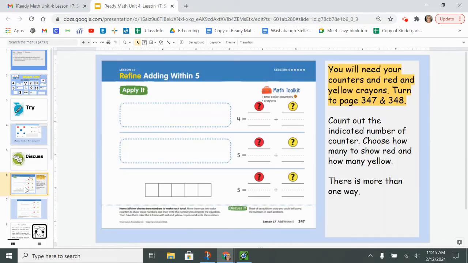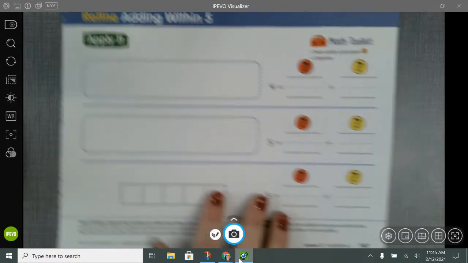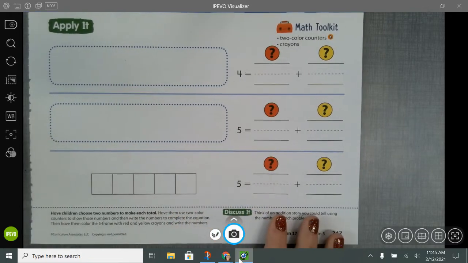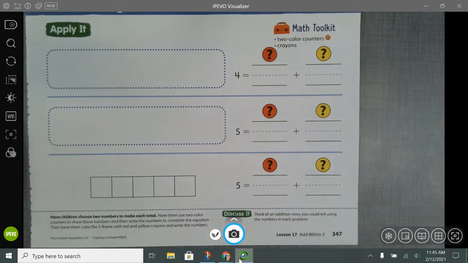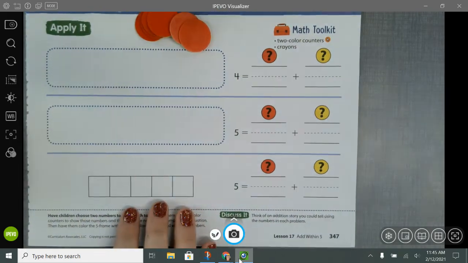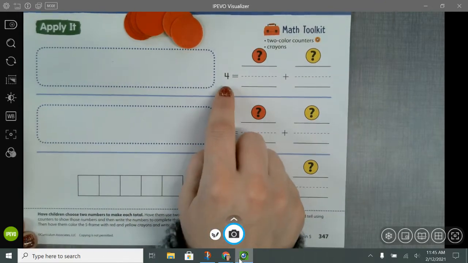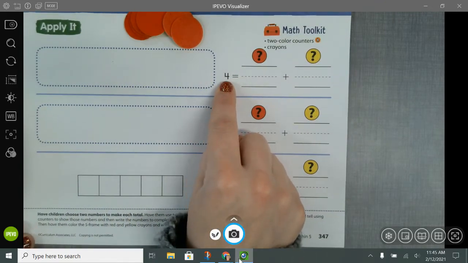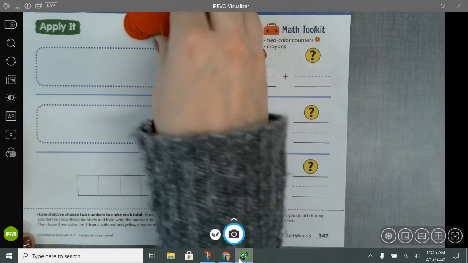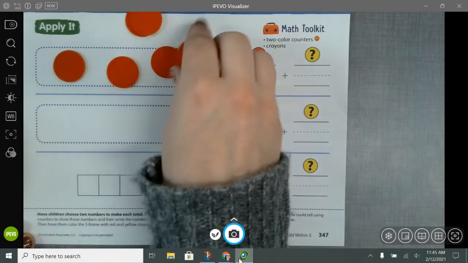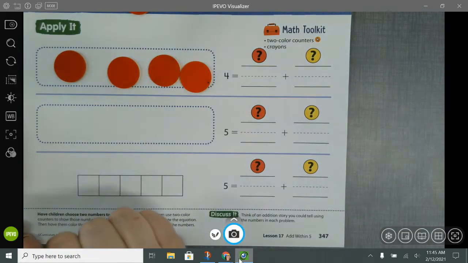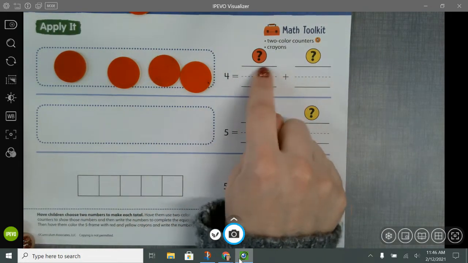Good. All right, turn to page 347. You're going to need your counters and your red and yellow crayon. Now, we're going to do kind of what we just did. So we're going to make our number pairs here for our equations. So we're going to use our counters. Okay, so the first thing we want to do is see what our total is. So what's this total? 4. So count out 4 counters. 1, 2, 3, 4.